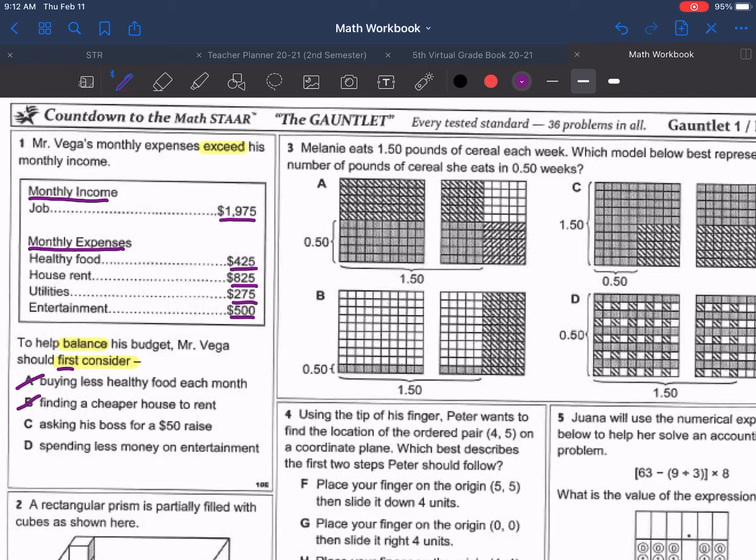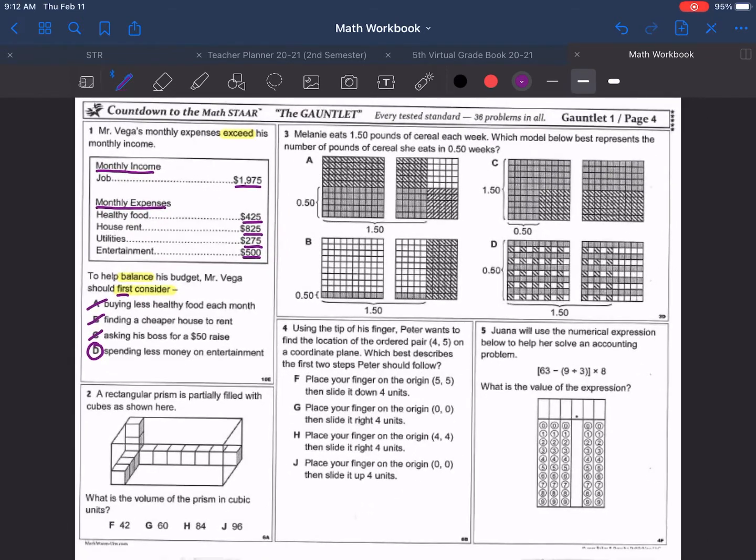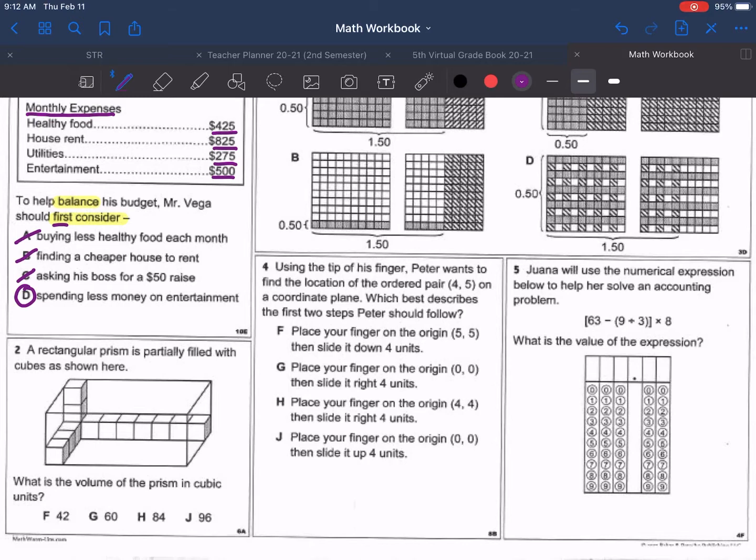So D, spending less money on entertainment. Well, that might be something. Let's look at our chart up here. Mr. Vega spends $500 on entertainment each month. That's more than he spends on food. I think that Mr. Vega could possibly take away from spending so much money on entertainment rather than first asking his boss for a $50 raise. So we're going to go ahead and move on to number 2. So the answer was D for 1, and now we're going to move on to number 2.